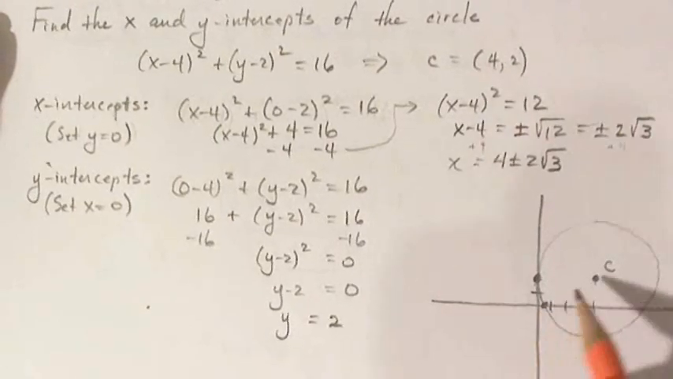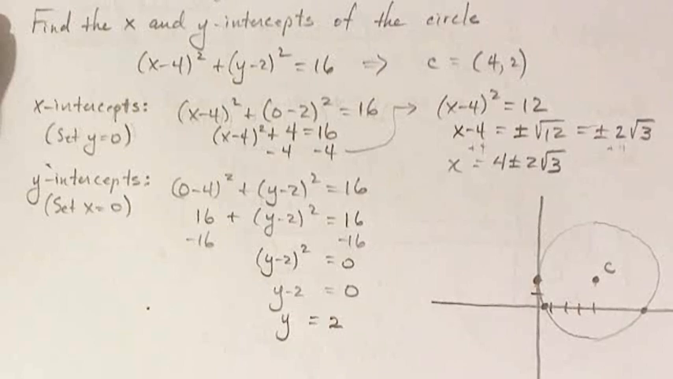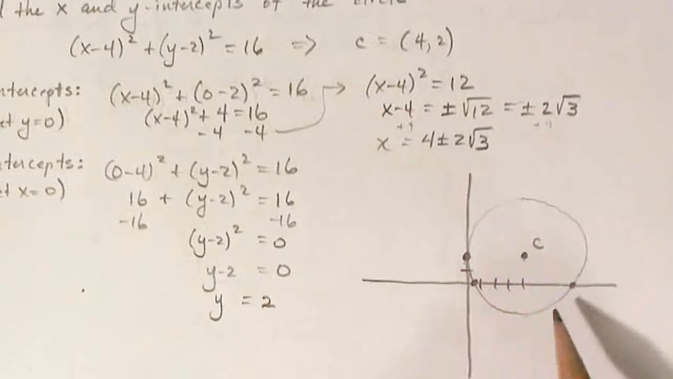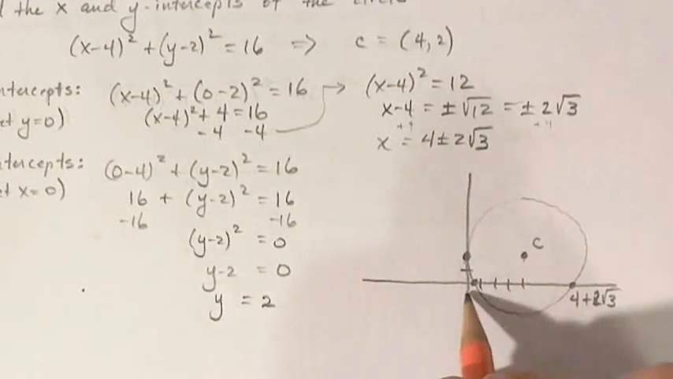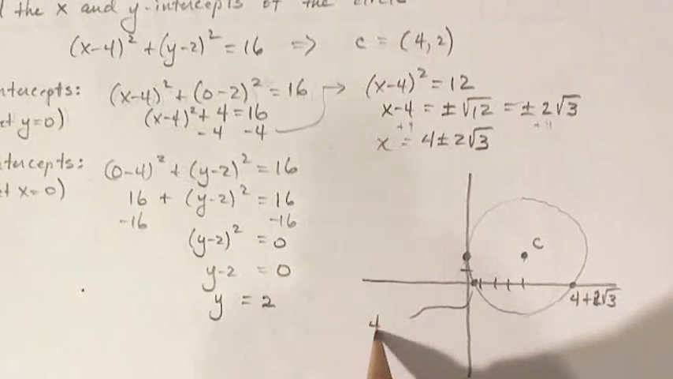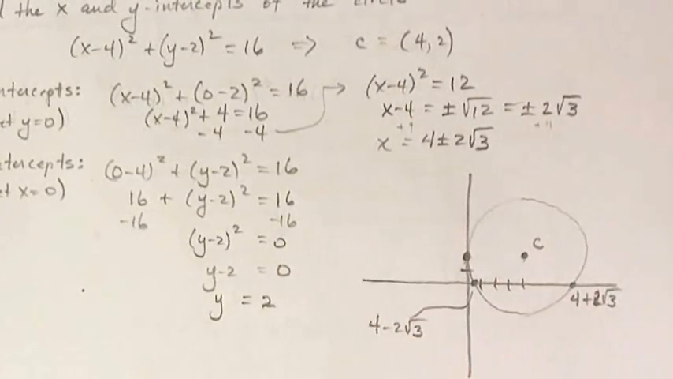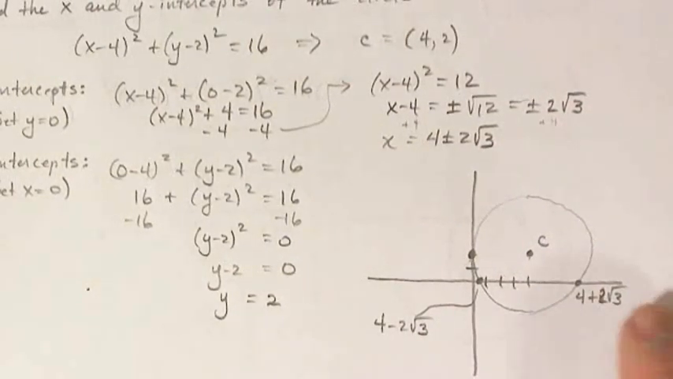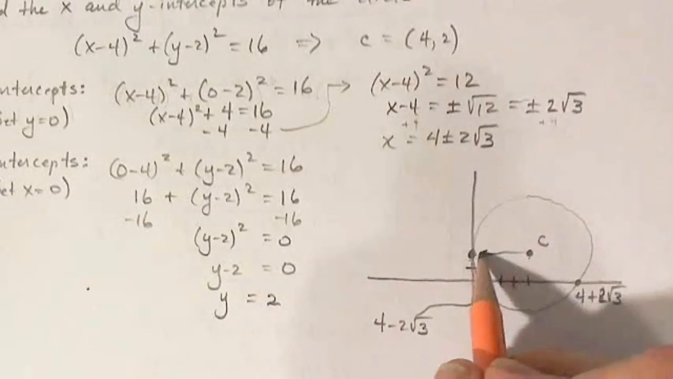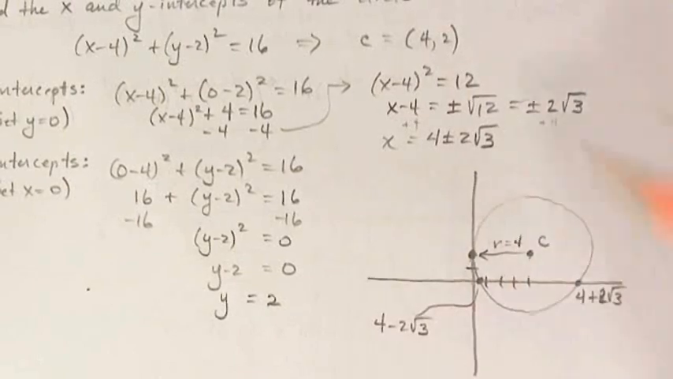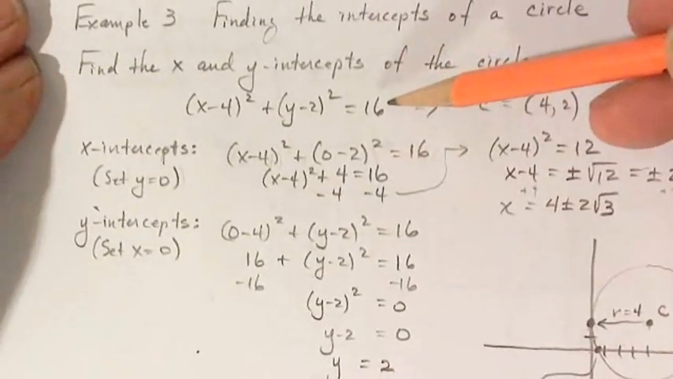And this point right here and this point right here, these must be the x-intercepts. Since 4 plus 2 root 3 is the larger number, this must be 4 plus 2 root 3, and this one must be 4 minus 2 root 3. And this is what our circle looks like. If you want to put the radius in, you can kind of tell that it's 1, 2, 3, 4 from the picture. Okay, radius is 4. Or you could look up here and see that this is r squared and the square root of 16 is 4.